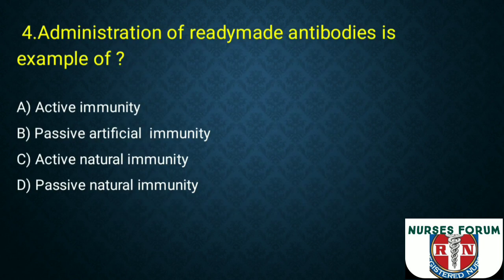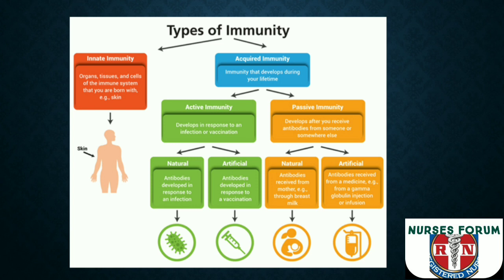Next question. Administration of ready-made antibody is an example of active immunity, passive artificial immunity, active natural immunity, passive natural immunity. And the correct answer is passive artificial immunity. We know acquired immunity is classified into two types: active immunity and passive immunity, and the active immunity is again classified into natural active immunity and artificial active immunity. In the natural active immunity, antibodies develop in the body in response to an infection.